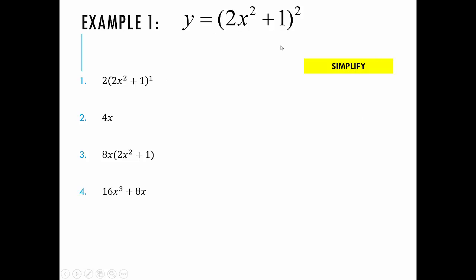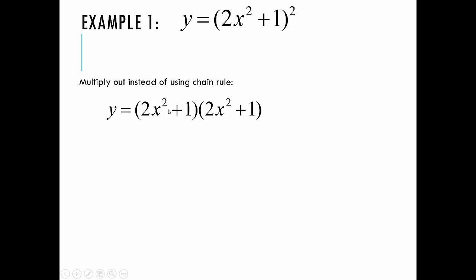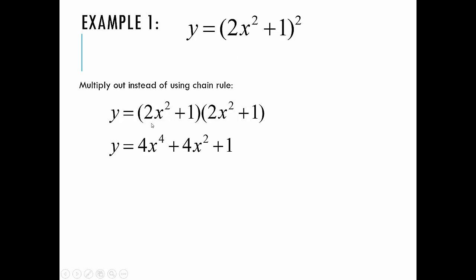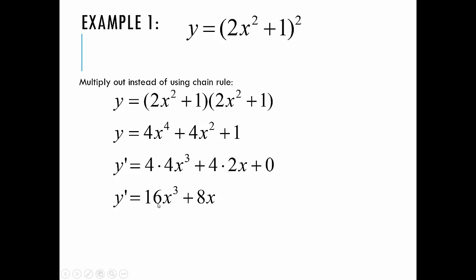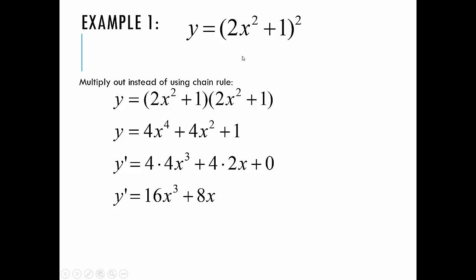Now, some of you may have noticed, well, why not just FOIL this out? 2x squared plus 1 squared means just FOIL this out. So I multiply 2x squared times 2x squared. I get 4x to the 4th, 2x squared times 1, 2x squared times 1. I add those and I get 4x squared. 1 times 1 is 1. And now I just use the power rule. I do 4 times 4, subtract 1 from my exponent. 2 times that 4, my constant's going to be 0. Multiply 4 times 4, and I get 16x cubed, and 4 times 2 is 8x. Okay, so in other words, this is just another way you could multiply these out.